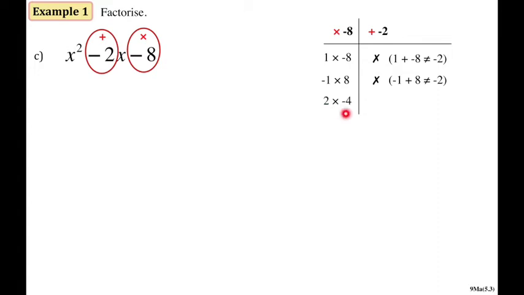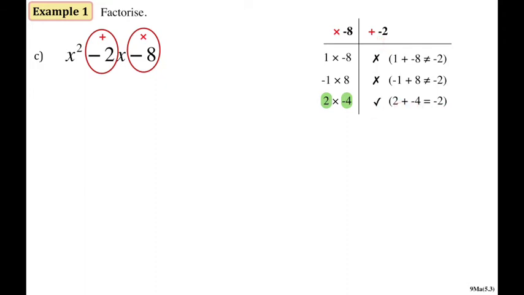What about 2 times negative 4? Yes, 2 times negative 4 gives negative 8. 2 plus minus 4 adds up to minus 2. Good, I'm stopping. Don't keep going once you've got the answer. If it wasn't 2 and minus 4, I would have then checked minus 2 and plus 4, and I would have kept exploring until I got it. But I've got two numbers that multiply to give minus 8, 2 times negative 4, that add to give minus 2.